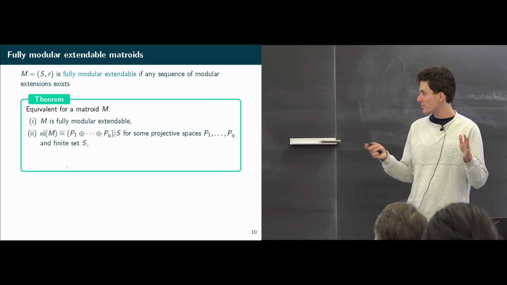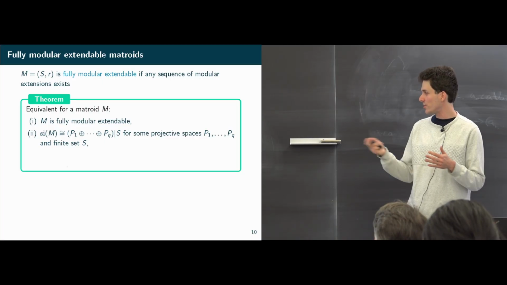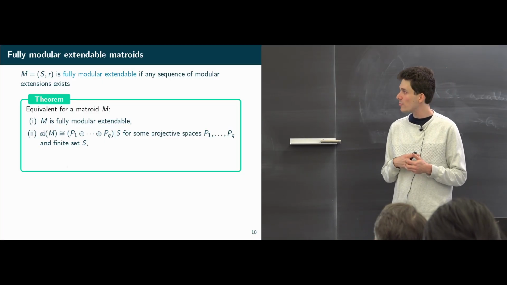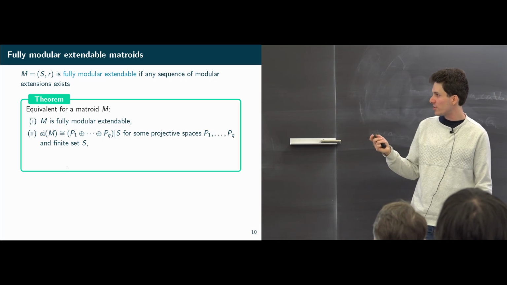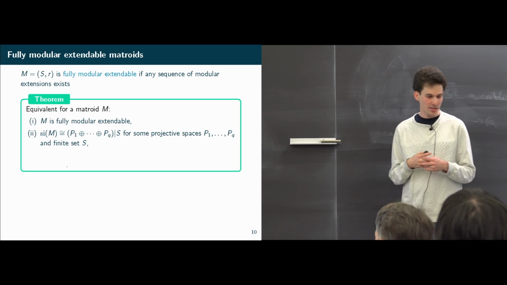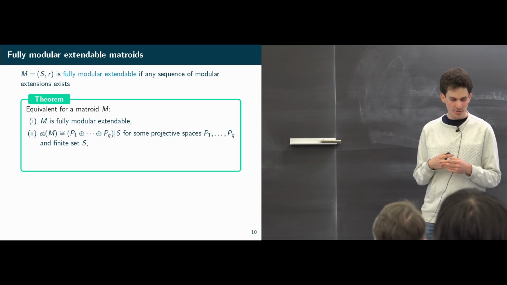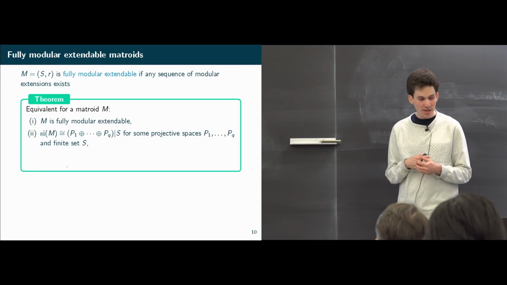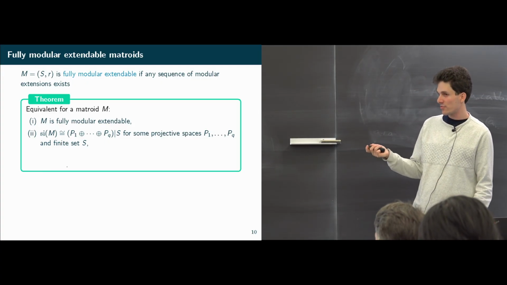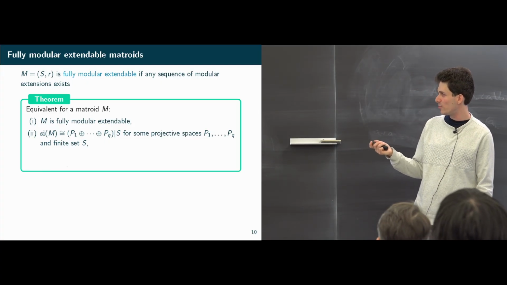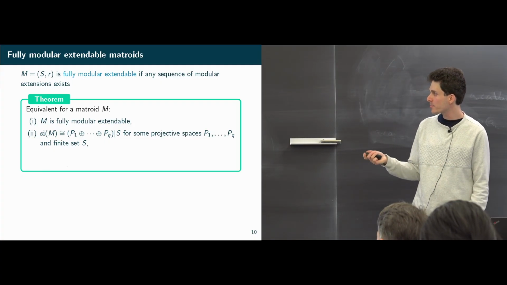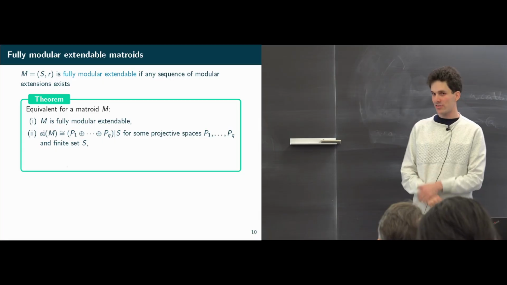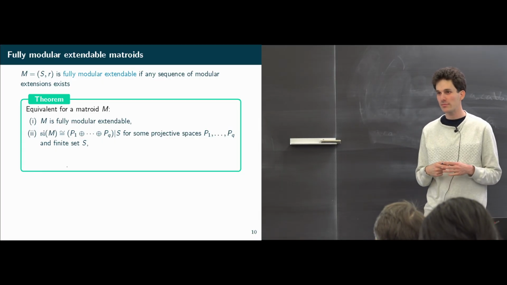A result independent from the tensor product, but needed for our proof, is that if we have such a matrix, a fully modular extendable matrix, then it is not so difficult to see that the simplification of the matrix, so we just keep one copy from each parallel class and delete all loops, is some restriction of a direct sum of projective spaces.